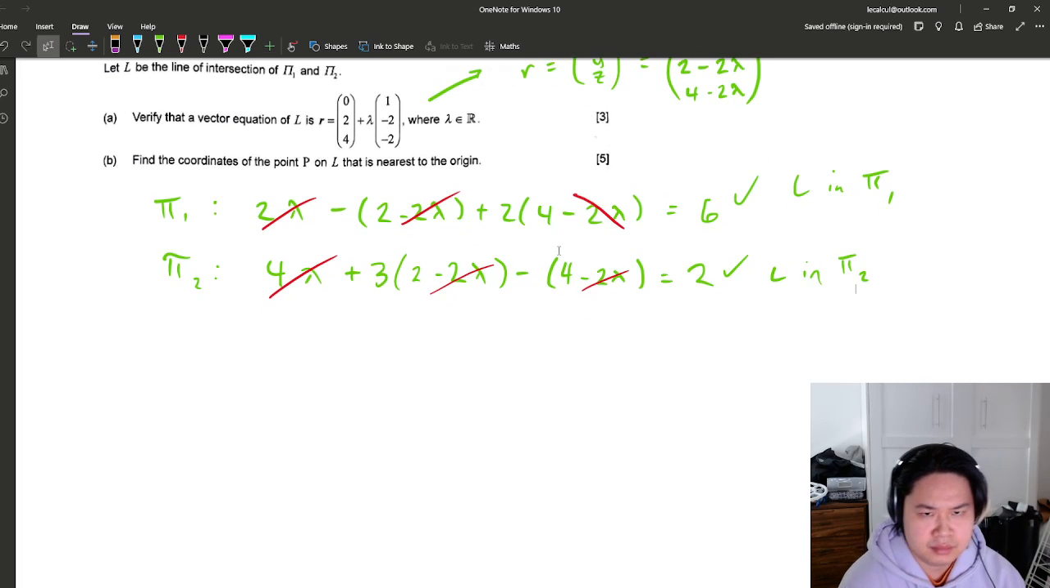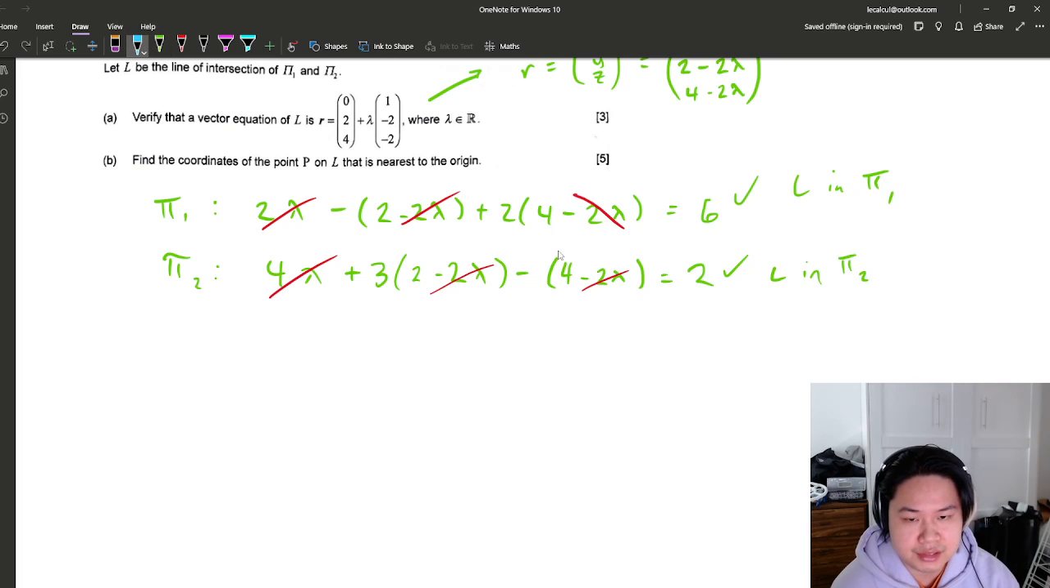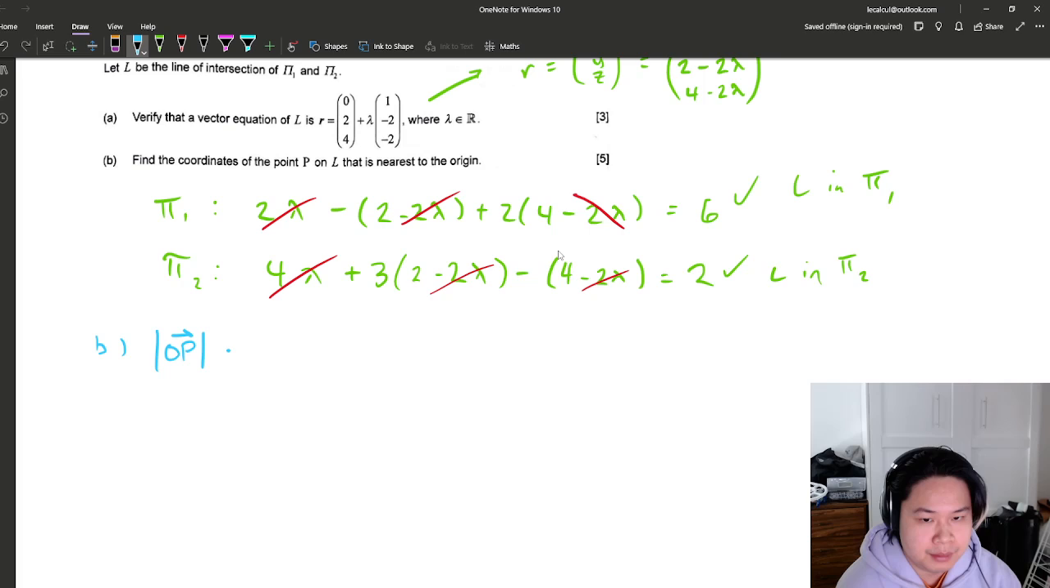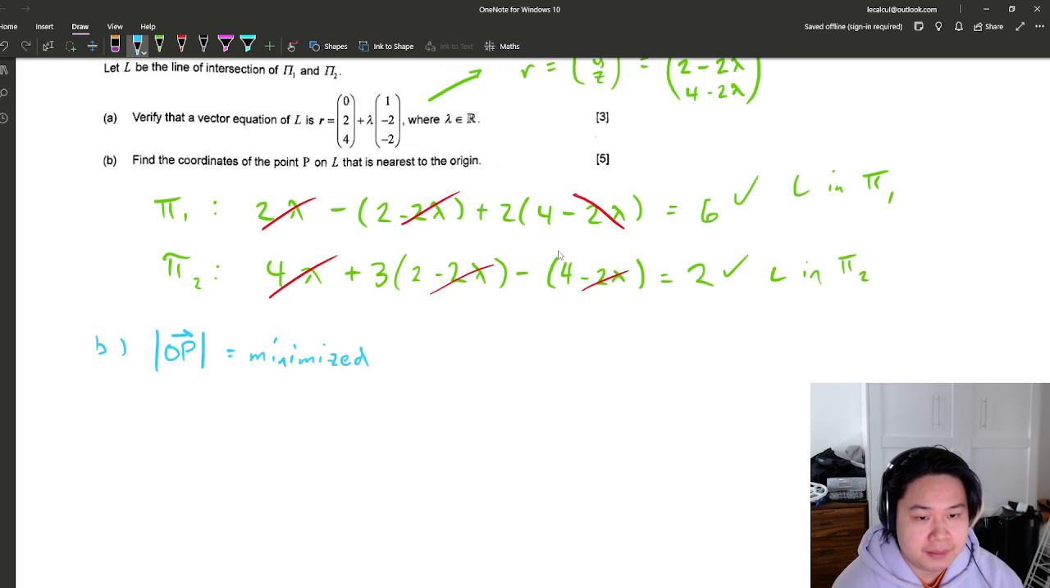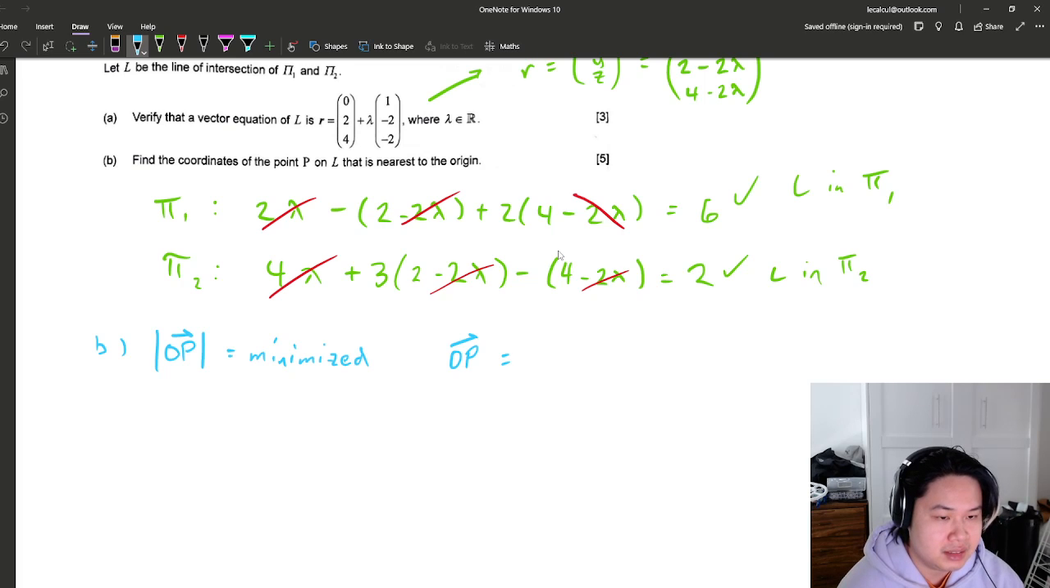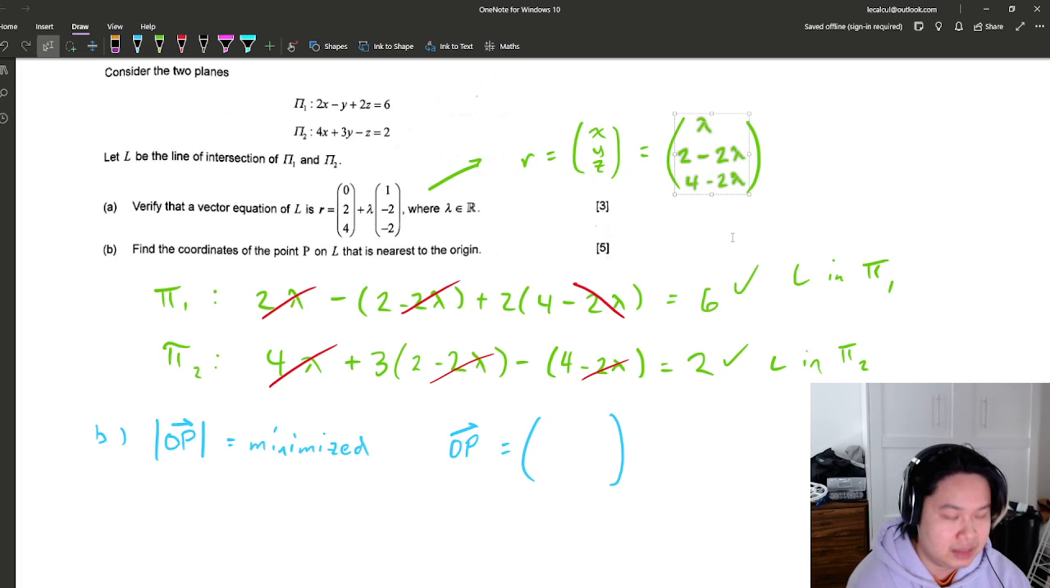Okay. So for part B, oh, when did I switch to green? For part B, we need the distance from the origin to point P to be minimized, right? Okay, so that's easy enough. Basically, you know that the position vector for P, which is also the same as OP, is just the coordinates of point P. Point P is any point on the line, so we're just going to use these as x, y, and z.